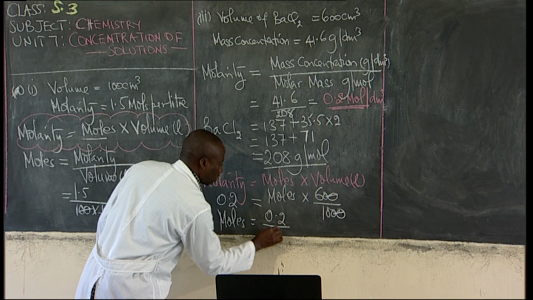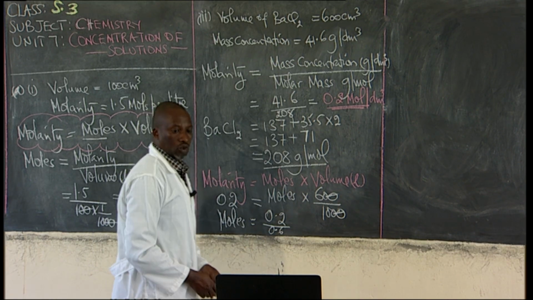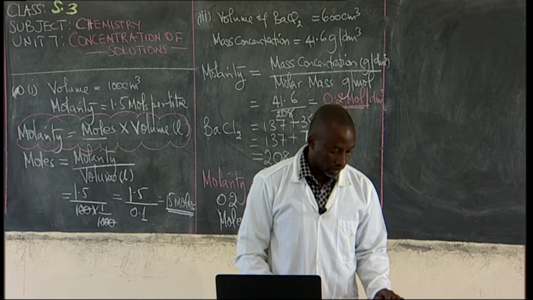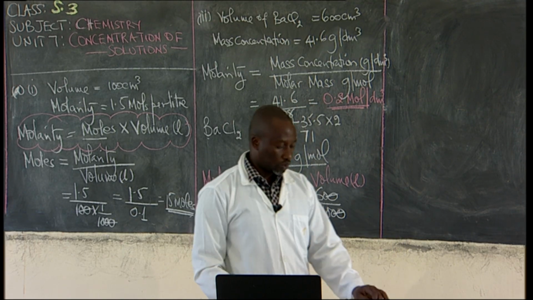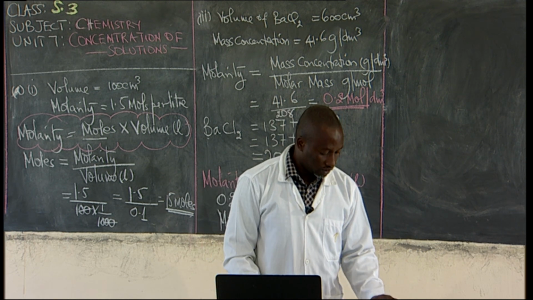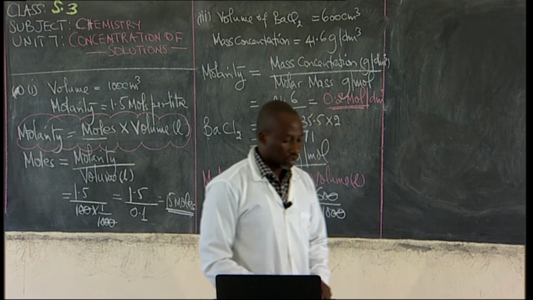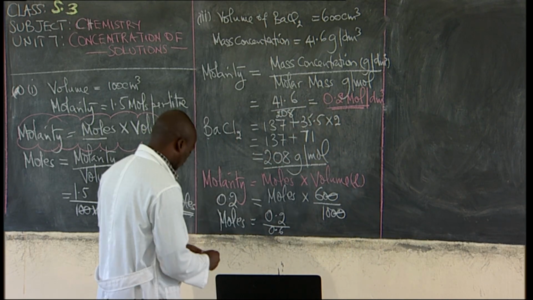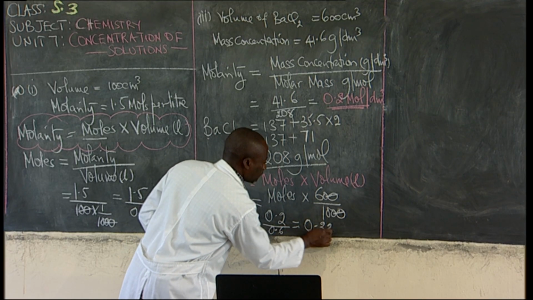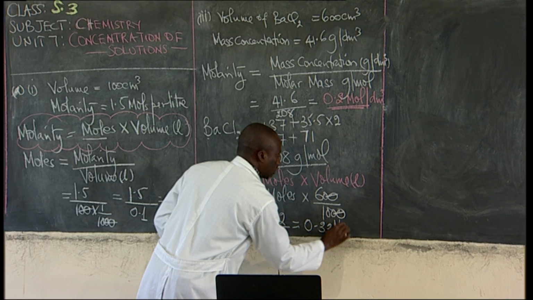That is 0.6. So what do we get? Again, you need your calculator. 0.2 times 0.6. That is 0.333, that is 0.33 moles.